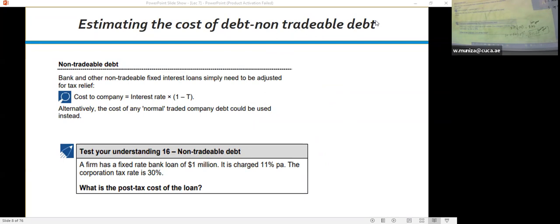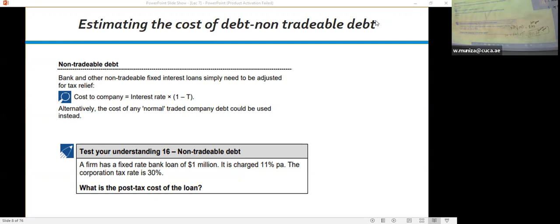Okay, now, students, we will be learning to calculate the cost of non-tradable debt. What is non-tradable debt? It will not be traded in the stock exchange. So they say bank and other non-tradable fixed interest loans simply need to be adjusted for tax relief. So the cost to the company will be post-tax, that is interest rate into 1 minus T. Alternatively, the cost of any normal traded company debt could be used instead.